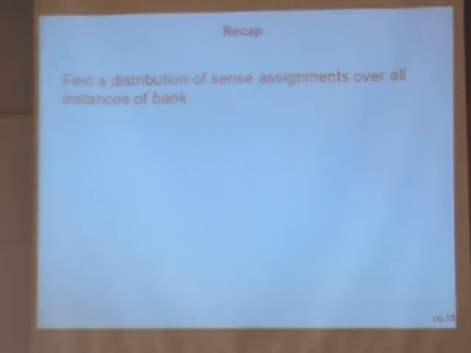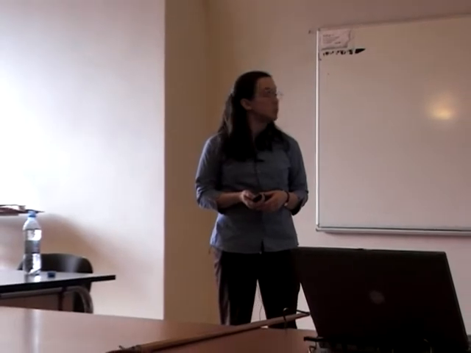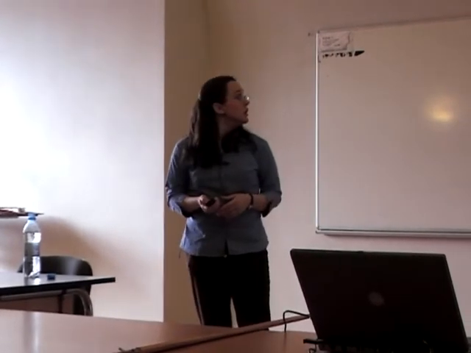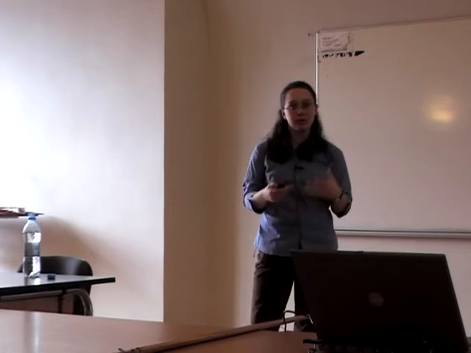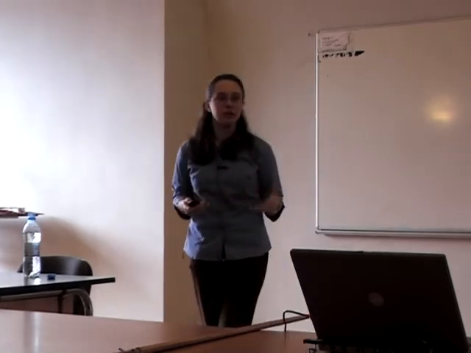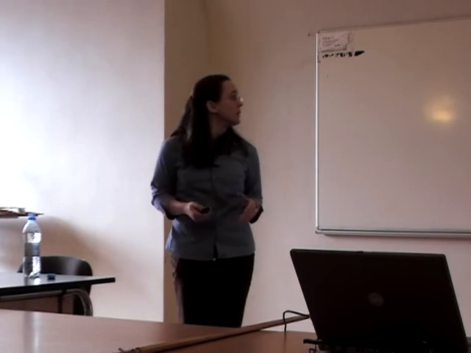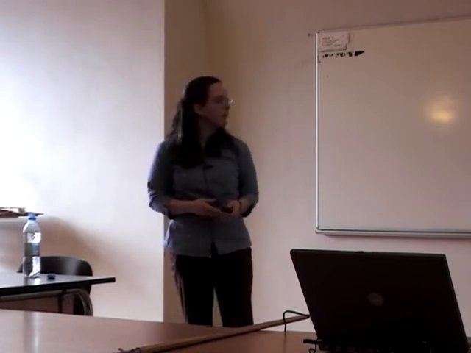So we want to find the best, or a high probability, distribution of the sense assignments for all the instances of the word bank. So we use Gibbs sampling, which just means that we repeatedly choose a new group for each instance of the word bank over and over again until the probability converges. And so that's our method, essentially. That's what it does.